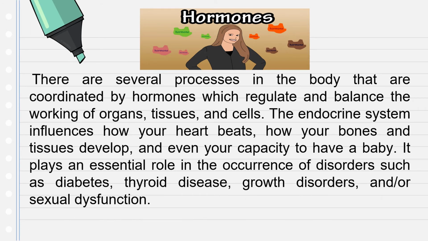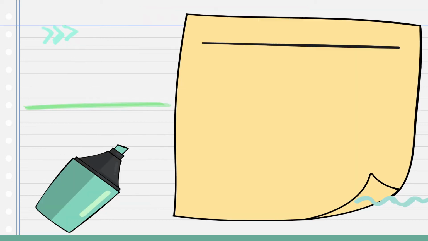There are several processes in the body that are coordinated by hormones which regulate and balance the working of organs, tissues, and cells. The endocrine system influences how your heart beats, how your bones and tissues develop, and even your capacity to have a baby. It plays an essential role in the occurrence of disorders such as diabetes, thyroid disease, growth disorders, and/or sexual dysfunction.